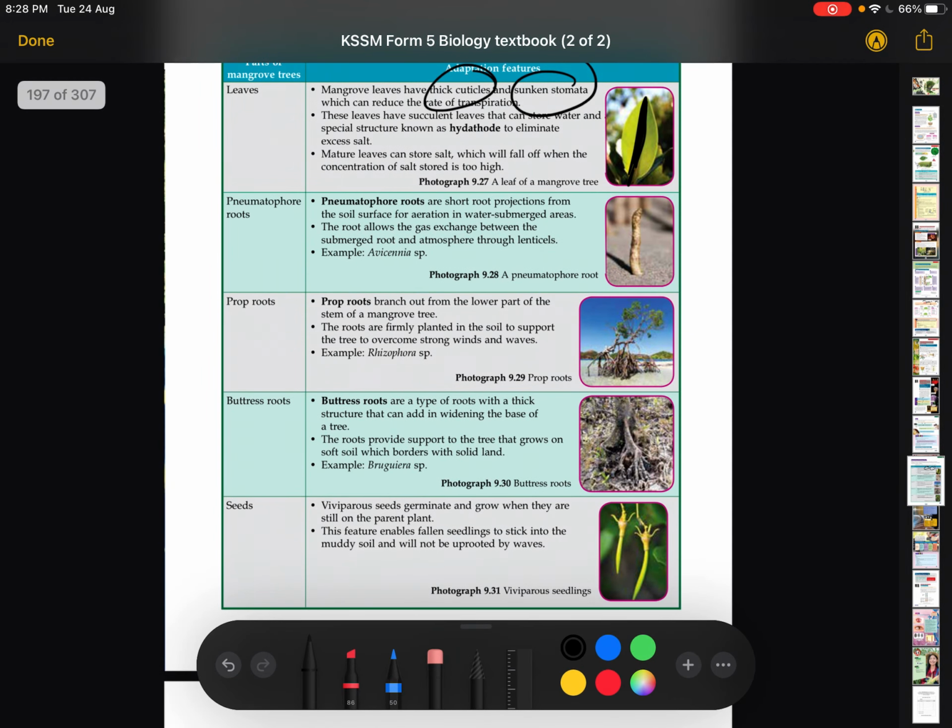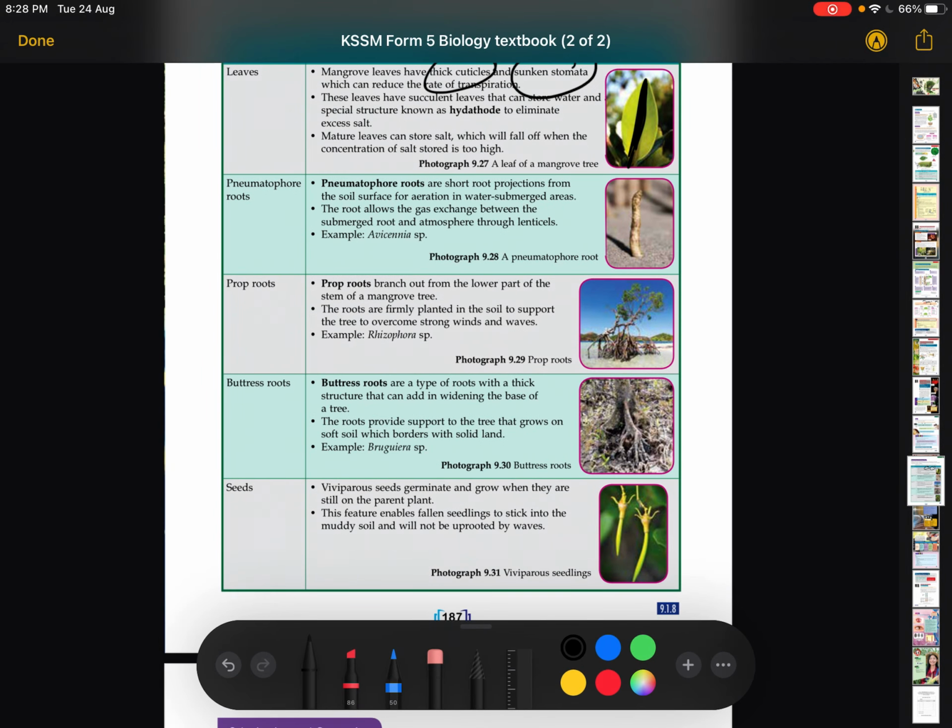And if it's too much salt, then they'll just kill the leaf. Okay, next will be pneumatophore roots. So pneumatophore roots are like these small roots. If you see a mangrove tree, it will have some roots popping out here. Those are called pneumatophores.